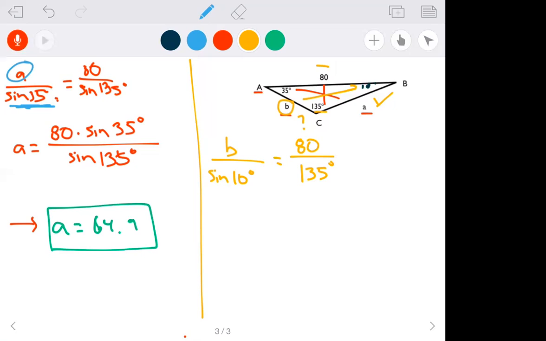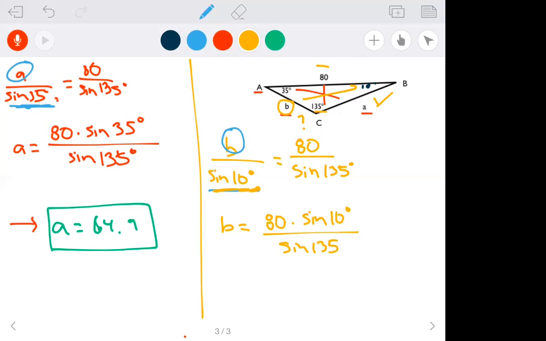Now we're going to multiply both sides by the sine of 10, because when you multiply a fraction by its denominator, it eliminates the denominator altogether because you cancel out and you're just left with B. So we're going to get B equals 80 times the sine of 10, but all divided by, I had this goofed, some of you might be yelling, the sine of 135. So all divided by the sine of 135.